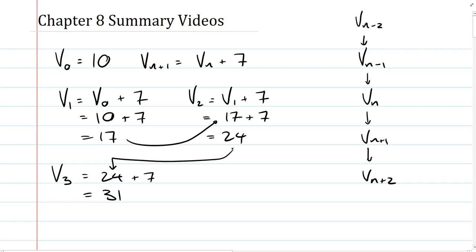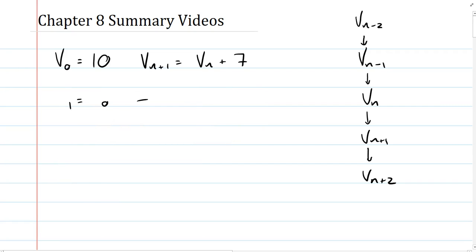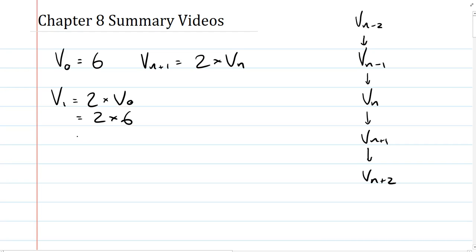Similar things, if we were to do multiplying instead of adding, so if I change this to be V0 is equal to 6 and Vn plus 1 equals 2 times Vn, basically all I'm going to be doing is multiplying. So V1 is equal to 2 times V0, which is 2 times 6 is 12. V2 is equal to 2 times V1, which is 2 times 12, which is 24.